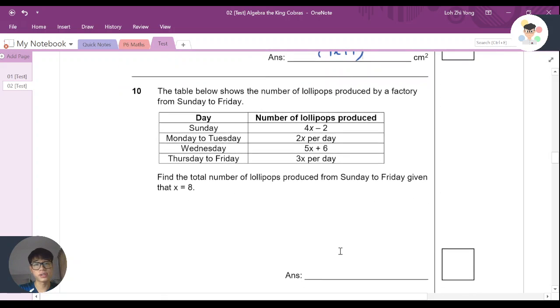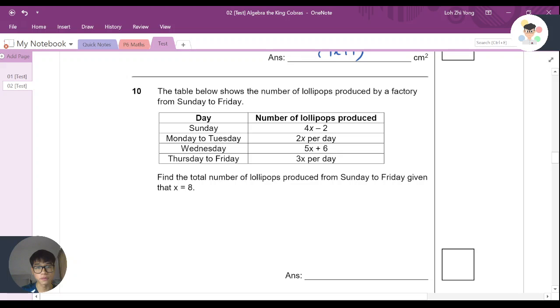Now, the next one, question number 10. Question number 10 is also a very easy question, but it's quite a common question that you will always see in the exam. Here it says that the table below shows the number of lollipops produced by a factory from Sunday to Friday. As you can see, Sunday is 4x minus 2, Monday to Tuesday is 2x per day. Per day means that Monday is 2x, Tuesday also 2x. Wednesday is 5x plus 6, Thursday to Friday 3x per day.